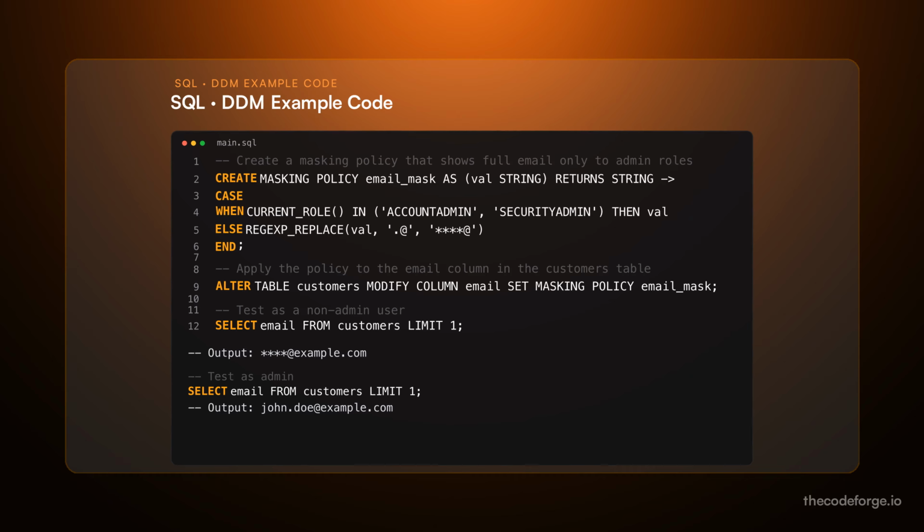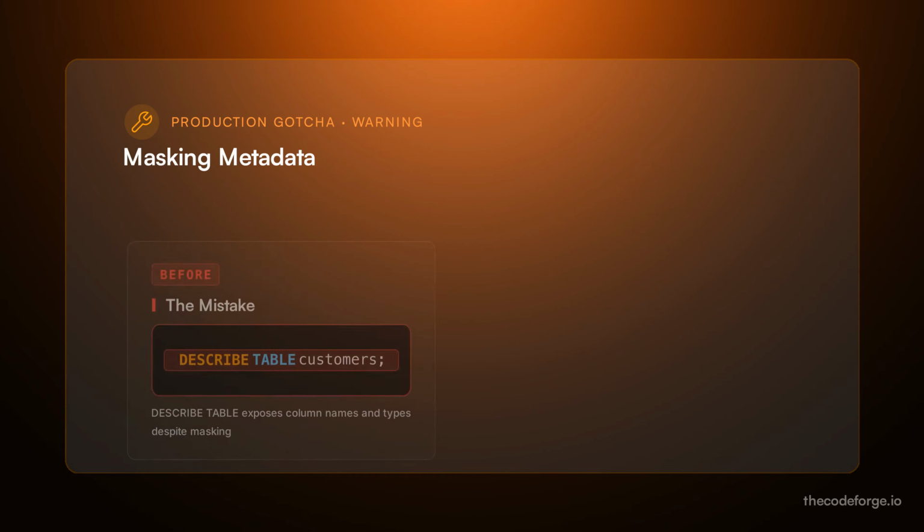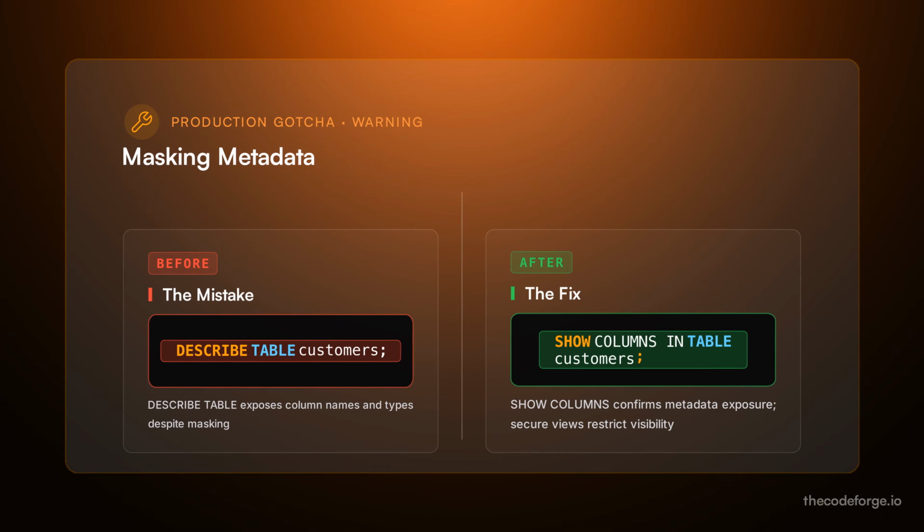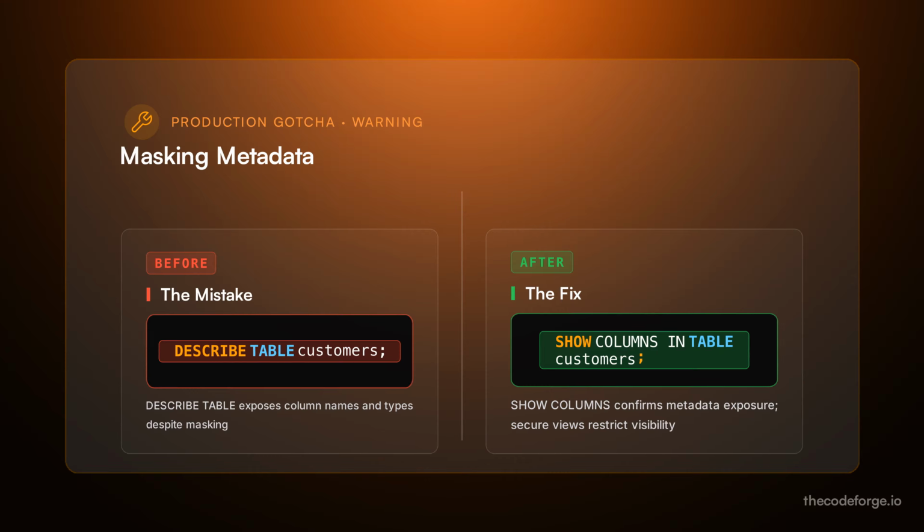For others, regexp_replace replaces the local part with asterisks. Apply it to the email column, then test with different roles. Masking policies only mask data values, not column metadata, so describe table still reveals names and types, as show columns confirms. To restrict visibility, use secure views.